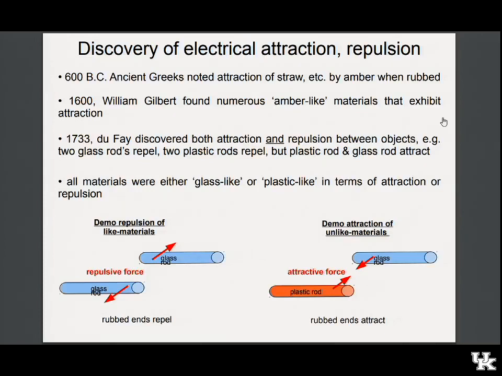uncovered the next step in the story of electricity. What he found was, they thought that amber was special in attracting straw and feathers and hair. But amber wasn't special in attracting straw, feathers, and hair. In fact, it's not even that great at attracting straw, feathers, and hair. What William Gilbert found was that lots of materials, if you rub them, will attract, say, straw, feathers, or hair. And so that was a big breakthrough.